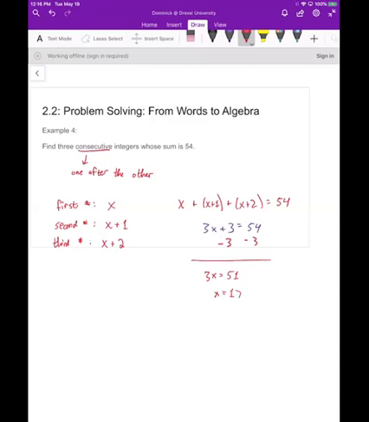Right, if I do 3 times 10, that gives me 30. And if I do 3 times 7, that gives me 21. Add them, I get 51. So we get that x is equal to 17. So we know the first number is 17. The second number has to be 18. And then the third number has to be 19. So those are my 3 consecutive integers that if I add them, I get 54.